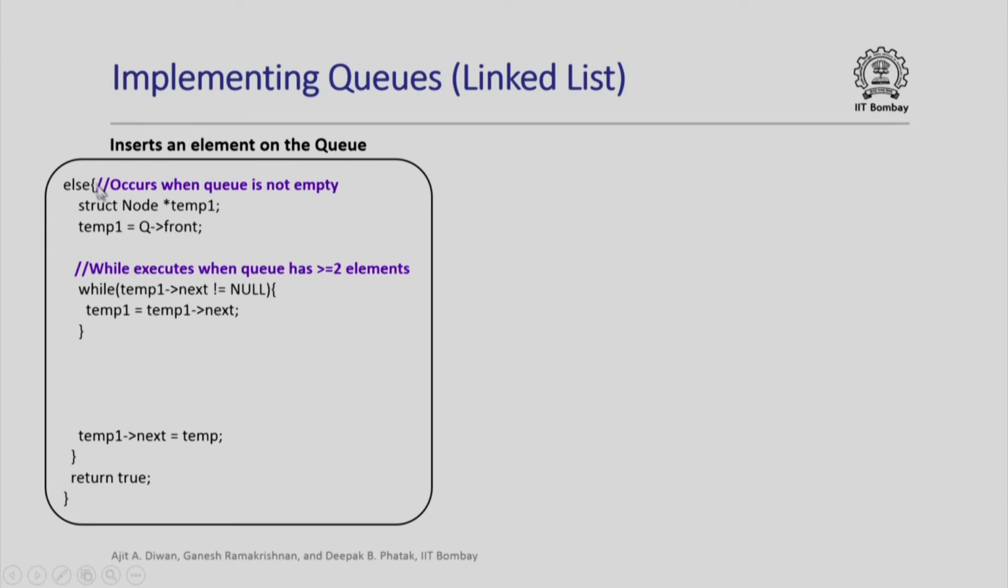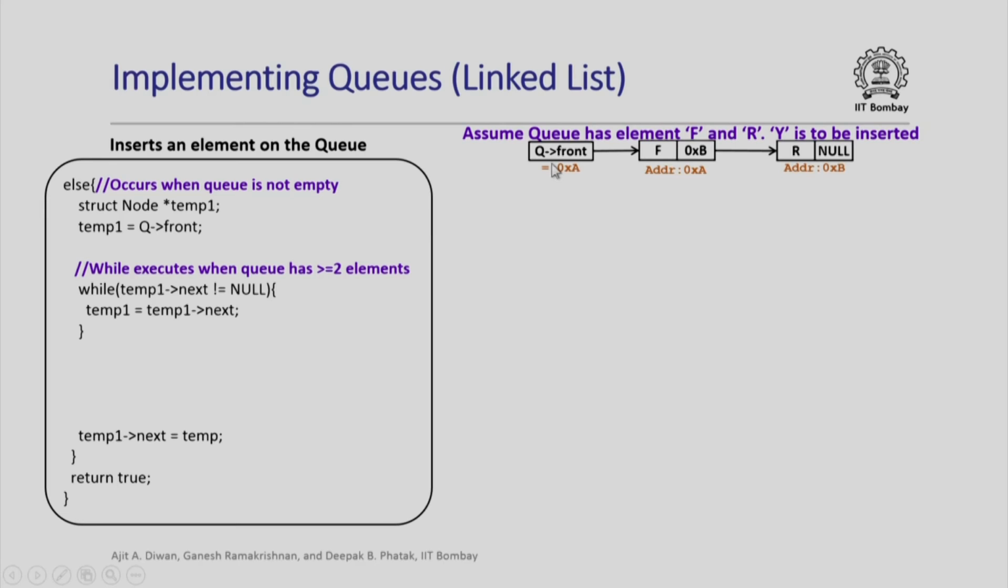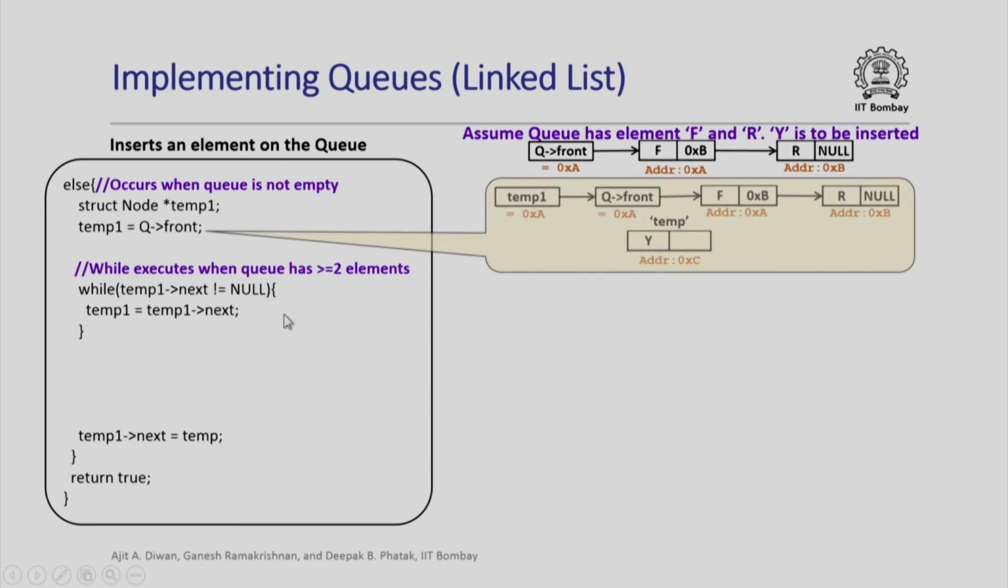Now, we have already seen that this else part I will come to when the queue is not empty, but now we assume that the queue has element f and r already and y is to be inserted. So, what happens now? Queue front is pointing to f, f is pointing to r and r is not pointing to anything. Notice that the new node that we will have to insert, we will have to insert it such that it is connected to this node and at this point. However, I do not know where this node is because all that I know is queue front which is pointing to this. This is where the while statement will now come into action.